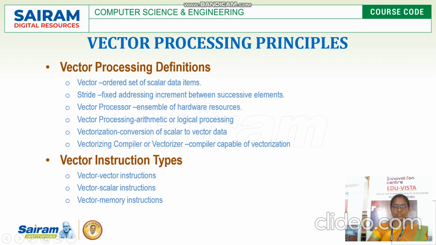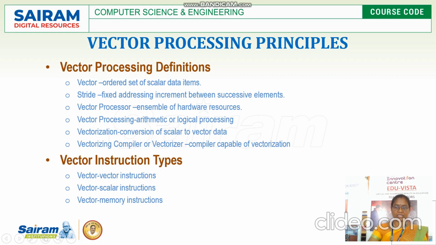Before going to process each one, we must know the principles behind vector processing. What is meant by vector, what is meant by stride, what is meant by vector processor, and what is the process of vectorizing. So first, what is meant by vector? A vector is an ordered set of scalar data items. Stride is a fixed addressing increment between the successive elements. A vector processor is an ensemble of hardware resources. The vector processing unit performs either arithmetic or logical processing. And vectorization is the process that involves the conversion of scalar data into vector data.